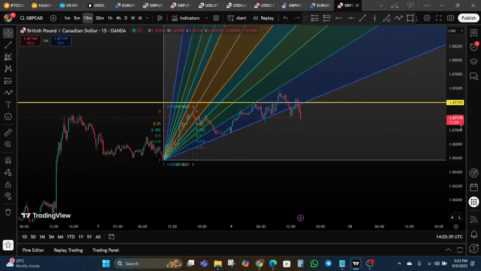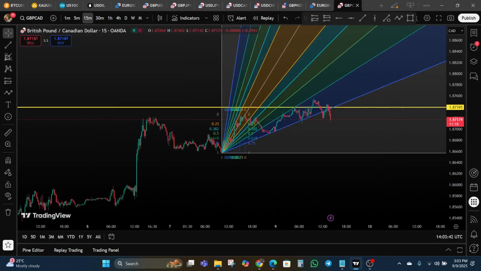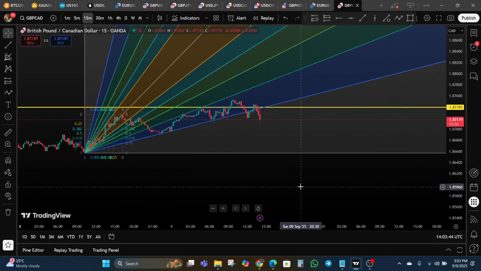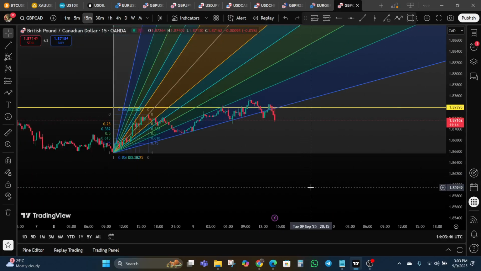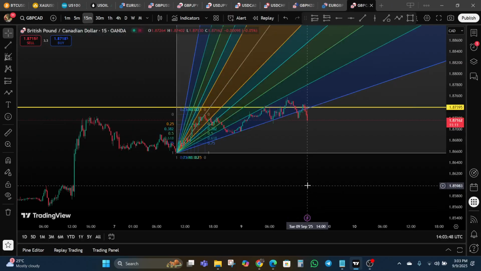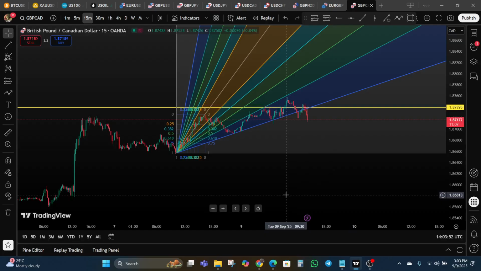So this shows that the speed resistance fan can be effective. So you can consider testing it out. Test it on a demo account first and know if it works very well for you. And you can consider adding it to your trading toolkit.